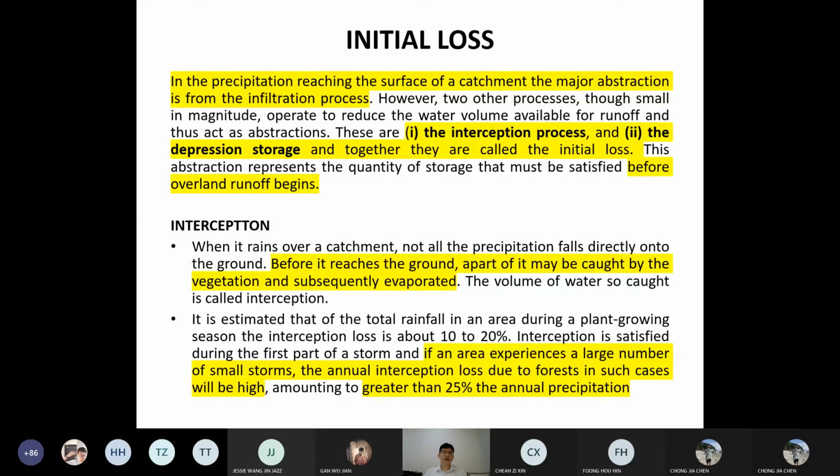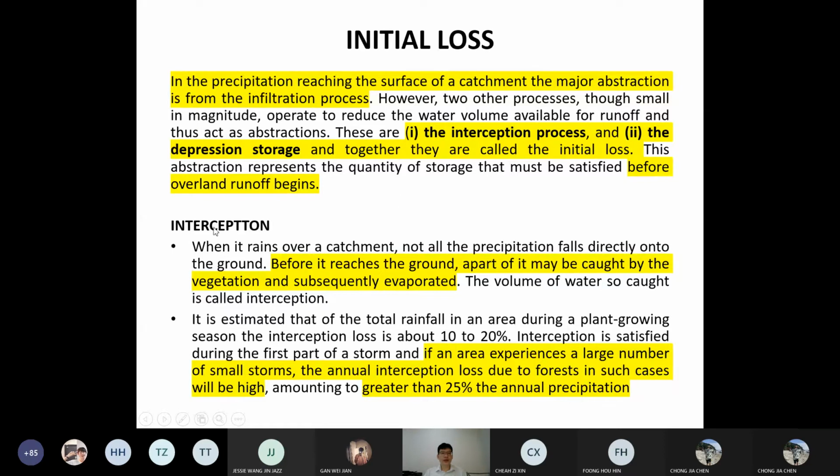Initial loss. So initial loss, you can see the precipitation before reaching the surface. Before the water reaches the surface, before it can become evaporation, some of the water will stick at the tree, hit the building, and stick at the building. So this is what we call the interception process. Or maybe like it has a small pond before the water can flow to become the surface runoff. We call it depression storage. These are the two things.